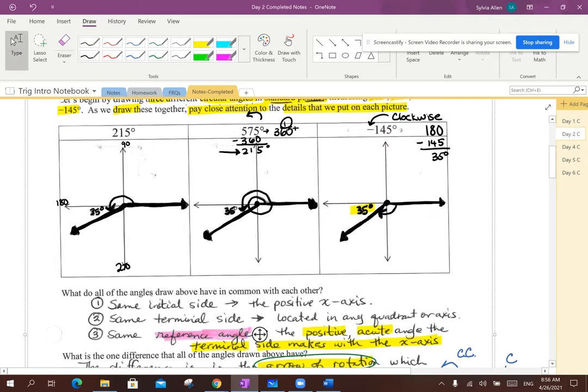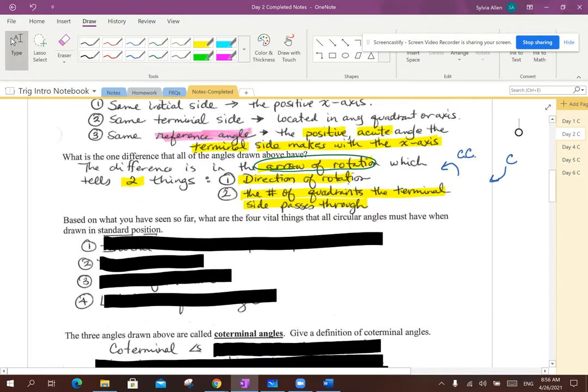And then it tells us the number of quadrants the terminal side passes through. So if I take a look at this, we know that this went around 360 degrees and then plus a little bit more. And we ended up in the same quadrant, but the angle of rotation told us how many more times around we had to go through.